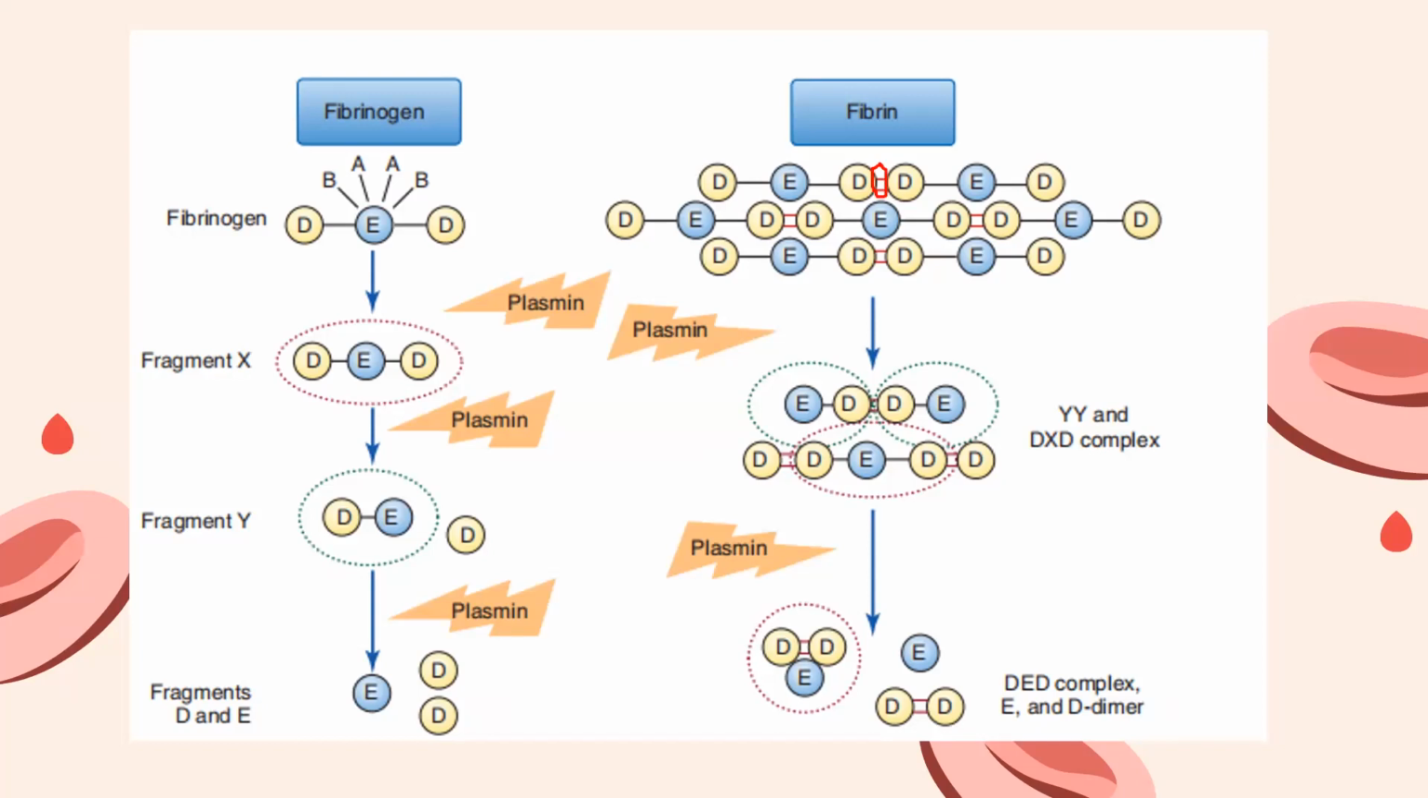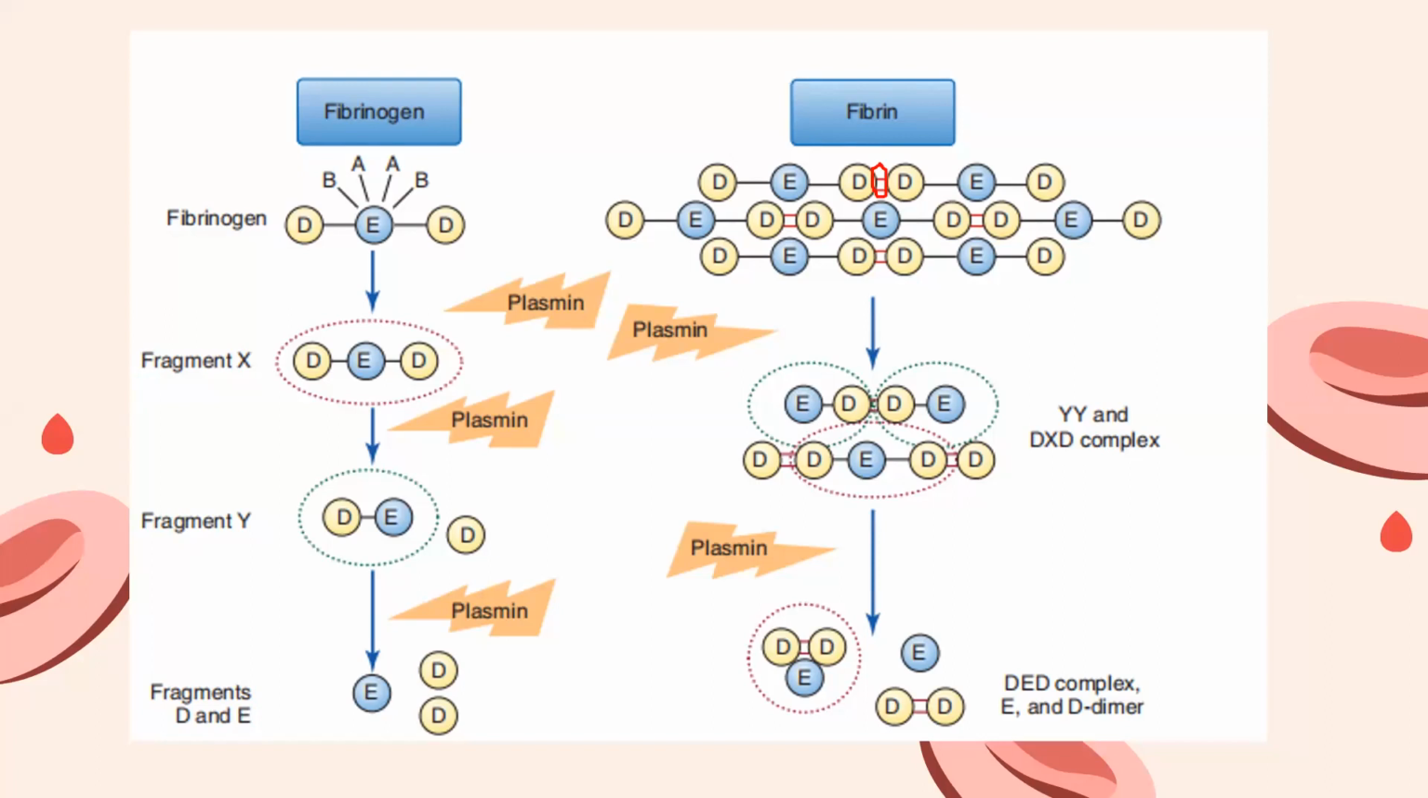Okay? In the presence of plasmin, it will fragment into different types. Fragment X, when we say fragment X, magkadikit pa C, B, E, and D na molecule. When we say fragment Y naman, okay, so fragment Y consists of D tsaka E lang, nawala na yung other D na domain. Okay? And then when you say fragments D and E, sabihin magkakahiwalay na talaga silang tatlo.